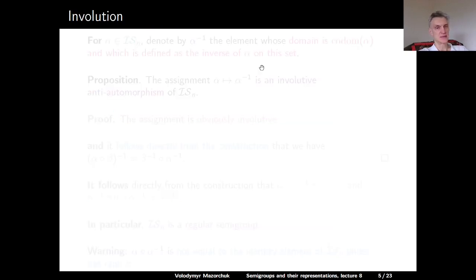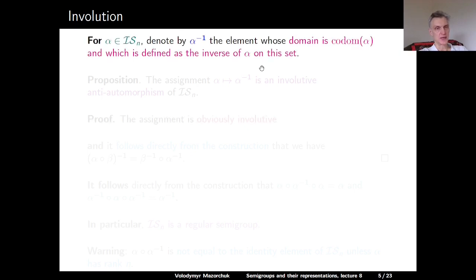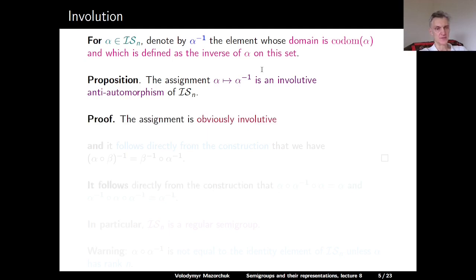Next, let us discuss the canonical involution on ISN. So for alpha in ISN, denote by alpha to the power minus 1 the element whose domain is the codomain of alpha and which is defined as the inverse of alpha on the codomain of alpha. Proposition: the assignment which sends alpha to the power minus 1 is an involutive anti-automorphism of ISN.